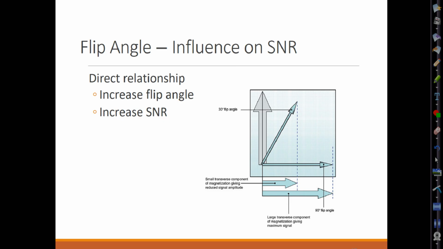So your ideal flip angle for a spin echo pulse sequence is 90 degrees. That's going to give you the most signal. But we'll find out that with gradient echo pulse sequences, where our TRs are so short, we actually need a shorter flip angle to get more signal.